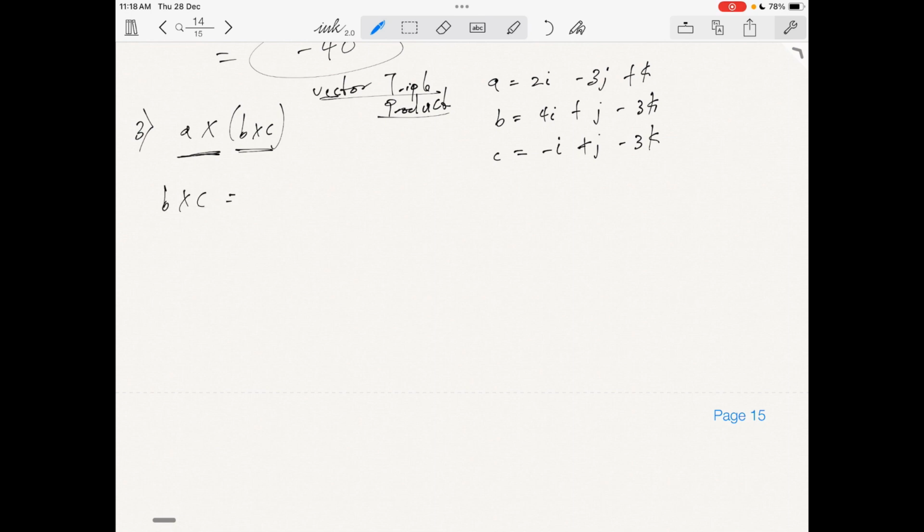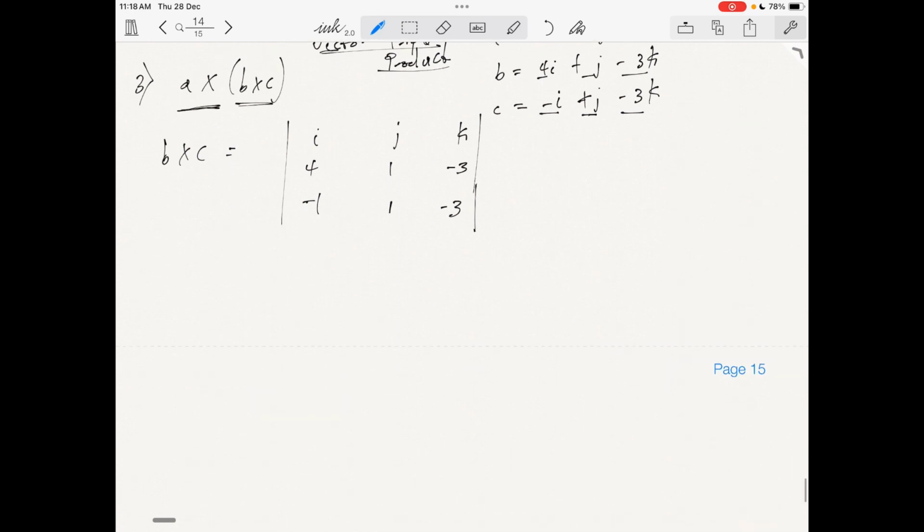Now, as we have done before, the first row is i, j, k. The second row will be the components of B, that's 4, 1, and minus 3. And the third row will be of C: minus 1, 1, and minus 3. So after this is done, we can now evaluate.